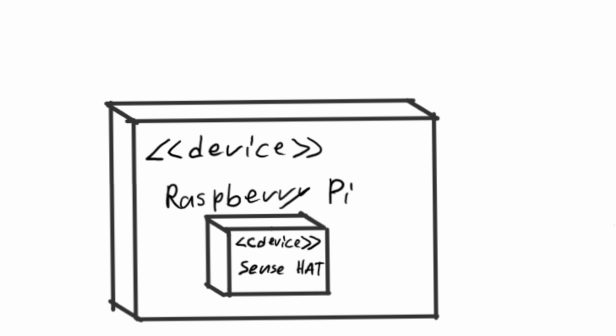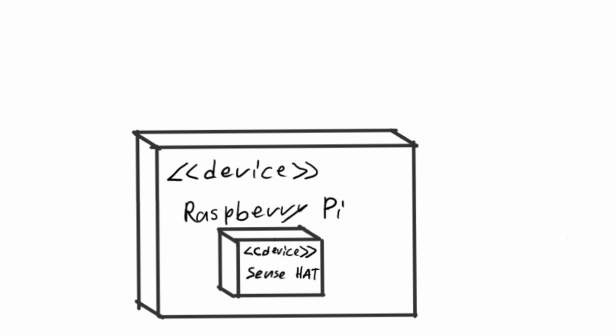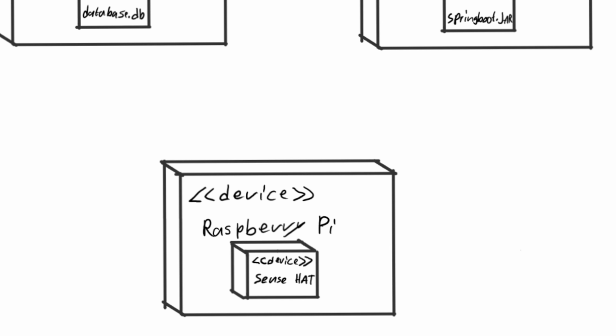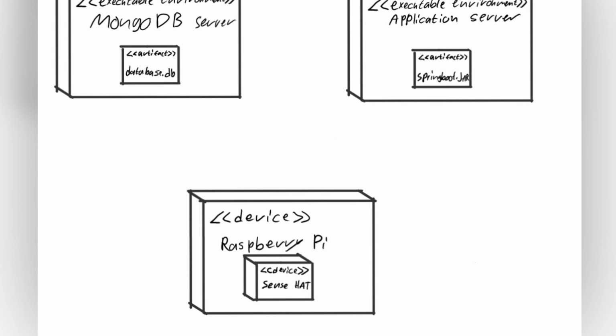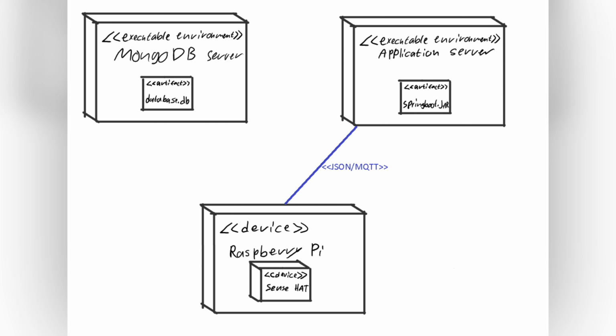The device being used is a Raspberry Pi along with a SenseHat attachment board for measuring temperature, humidity, and air pressure. The measurements are transferred over MQTT to a server. The measurements are then stored into a database.